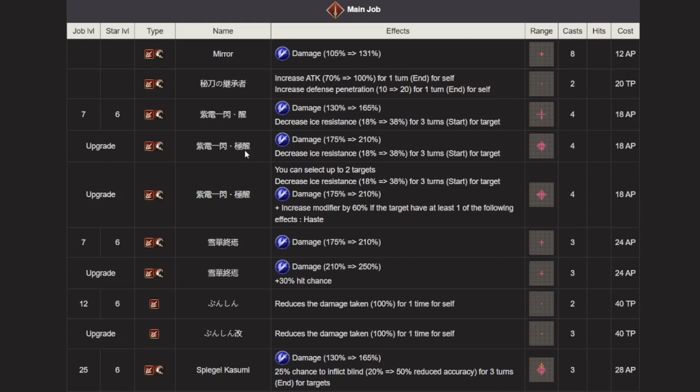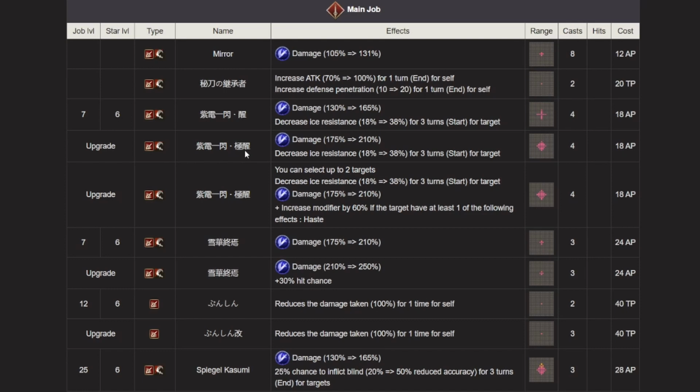So let's actually talk about the upgrade. It is still a single target attack, but now you can choose up to two targets. It does huge damage for very low AP. It is going to be a select up to two targets. It's going to have a 38% ice resistance decrease and a 210 mod.